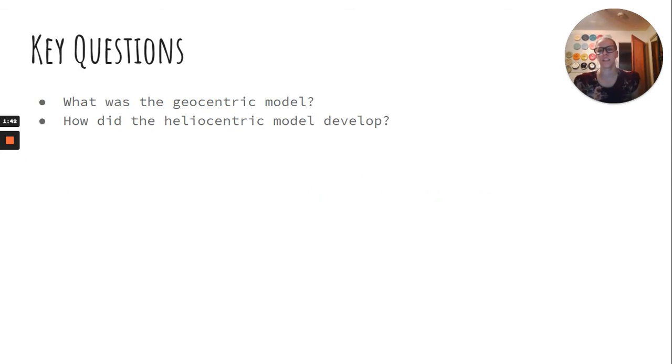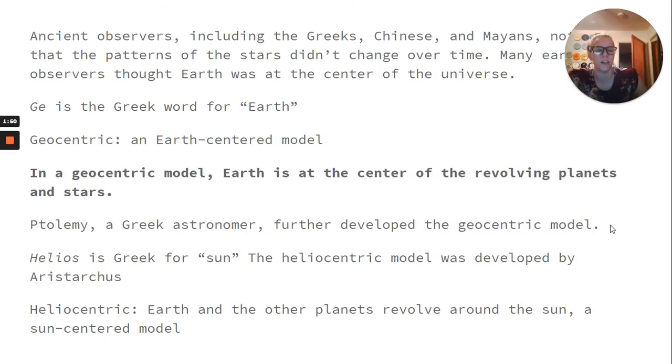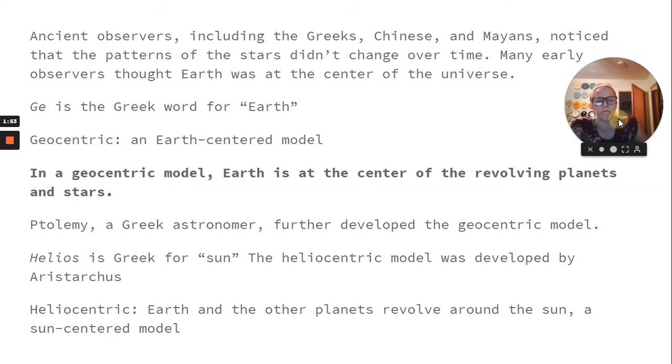So, two key questions. What was the geocentric model and how did the heliocentric model develop? So, a lot of information today. Ancient observers, including the Greeks, Chinese, and Mayans, noticed that the patterns of the stars didn't change over time. Many early observers thought Earth was at the center of the universe.